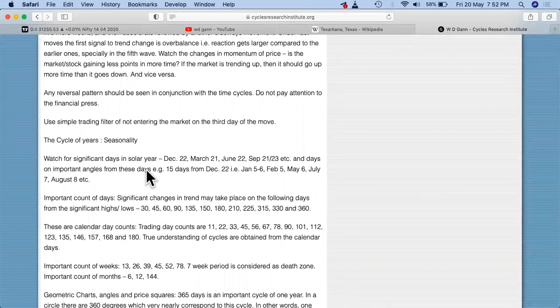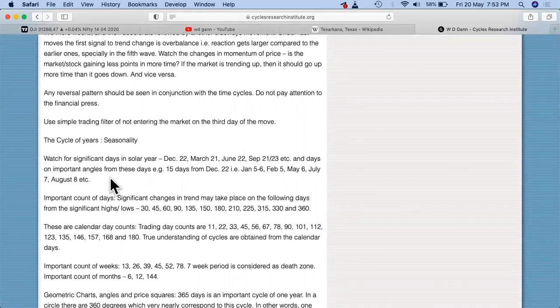Now, as we discussed in the Gann emblem, there are certain dates which are important. Those dates are 22nd of December, March 21st, June 22nd, September 21st, 23rd. So these are probably critical days. Today we are sitting on 20th of May. So let's try to find or identify something which is related to 22nd of June.